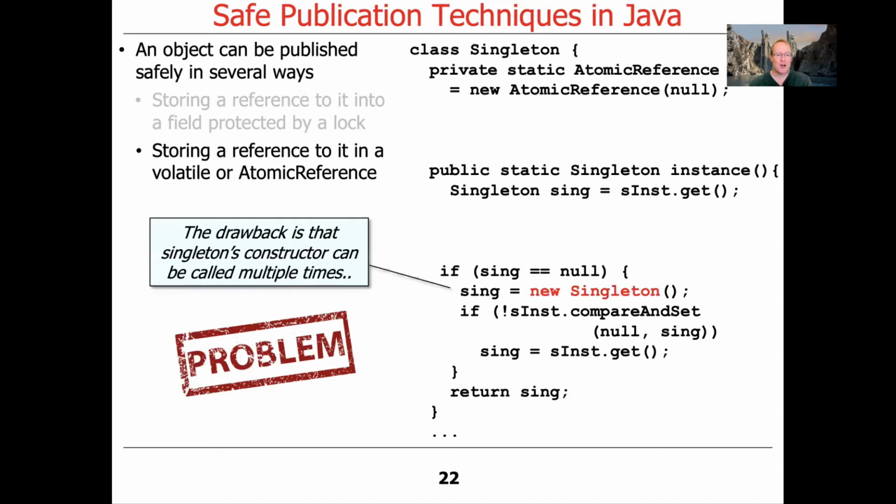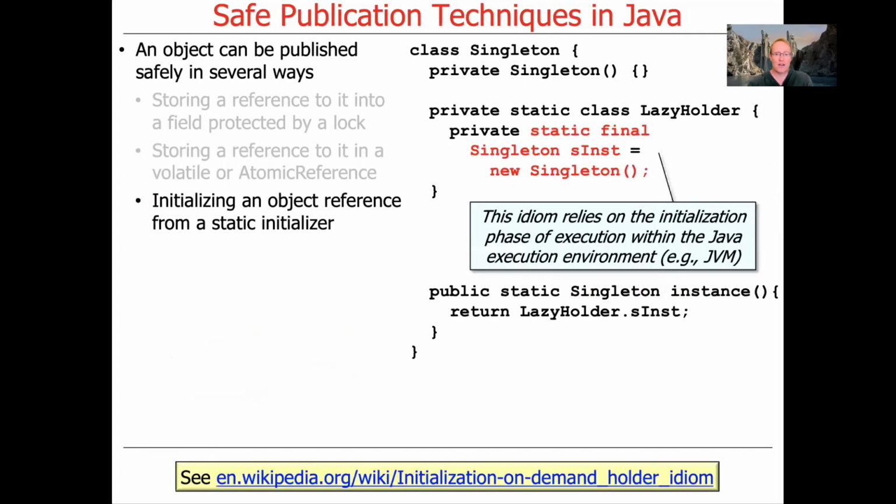The problem with this approach is that the singleton's constructor can be called multiple times. If multiple threads just happen to show up at exactly the same moment and the atomic reference hasn't been initialized, then what you'll see is the first thread will call the constructor, do the compare and set, and then the other threads will also call the constructor, and then they'll get the updated value. The downside, though, is if there's side effects in the constructor, then obviously that's going to have some problematic effects. So this approach isn't quite as clean as the singleton approach, but it's another way to do things.